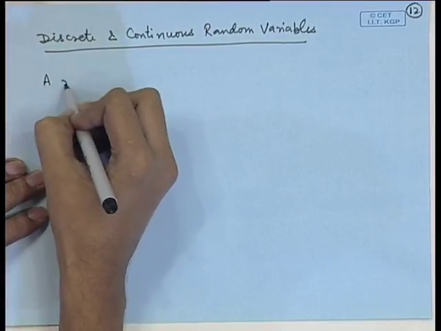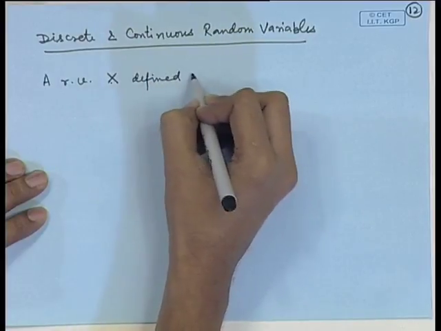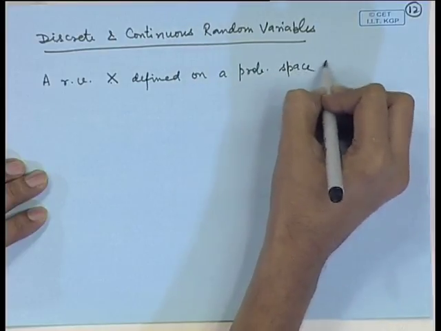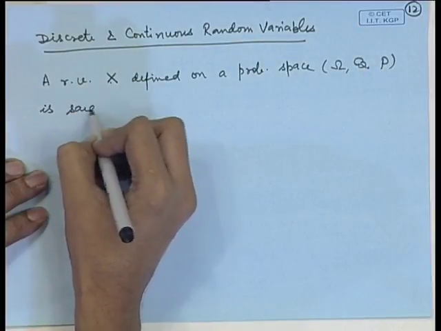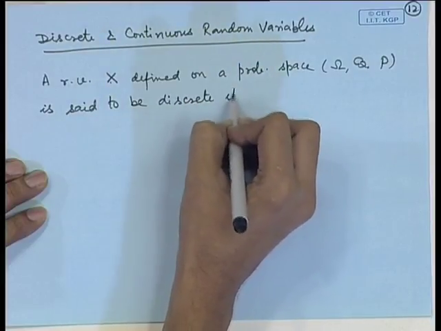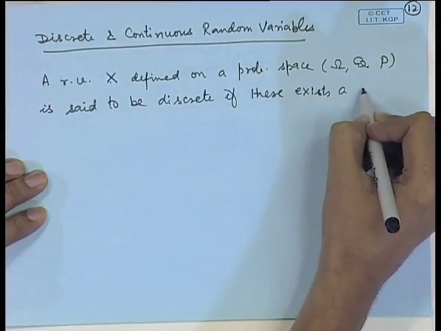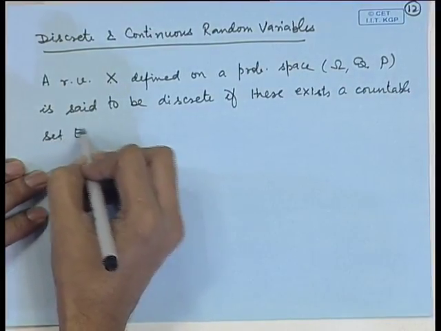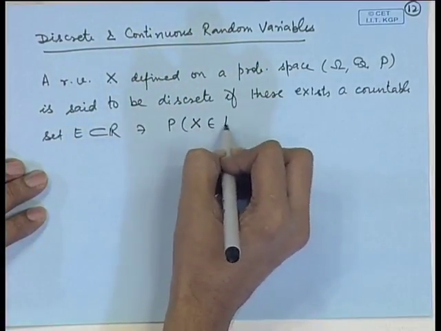So, a random variable x defined on a probability space (Omega, B, P) is said to be discrete if there exists a countable set E such that probability of x belonging to E is 1.